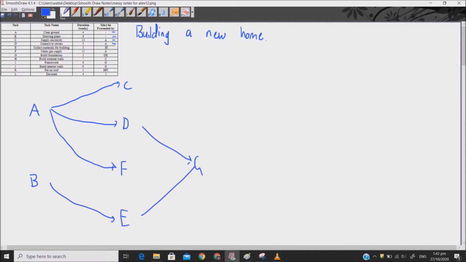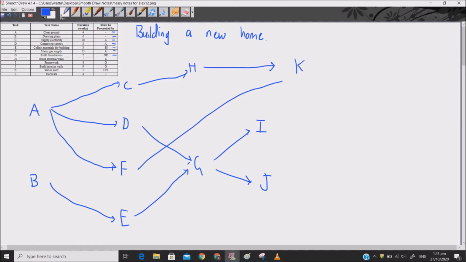G is preceded by D and E. H is preceded by C. Then we've got I, which is preceded by G. Then we've got J, which is preceded by G as well. Then K is preceded by H, F, and I.